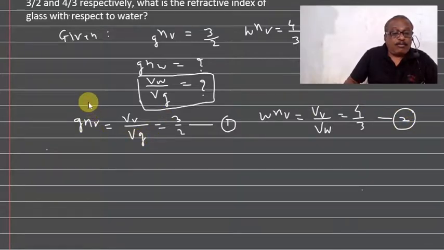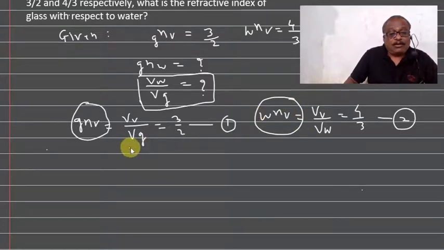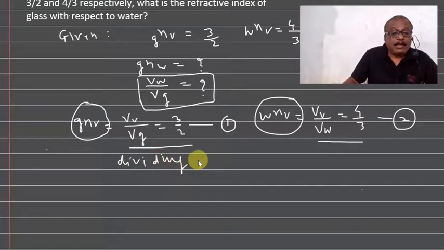Now in further discussion, do not consider these two left sides. Now concentrate on this much part. Using these two parts, how will you get VW by VG? Observe here. If you divide equation 1 by 2, then we get this fraction. So we write here, dividing equation 1 by equation 2.